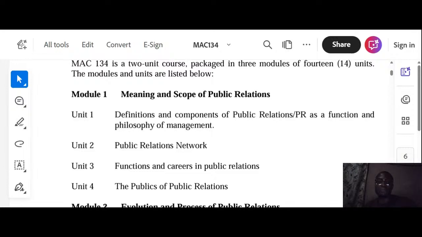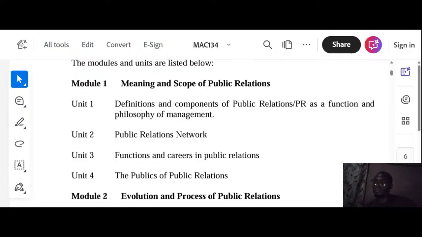Principles that guide public relations. Well, the course is divided into 14 units, not quite much, and the units are subdivided into modules. Very short material, just 150 pages. And it's just a 2 unit course too, not a 3 unit, just 2 unit course. What are we expecting in this course?